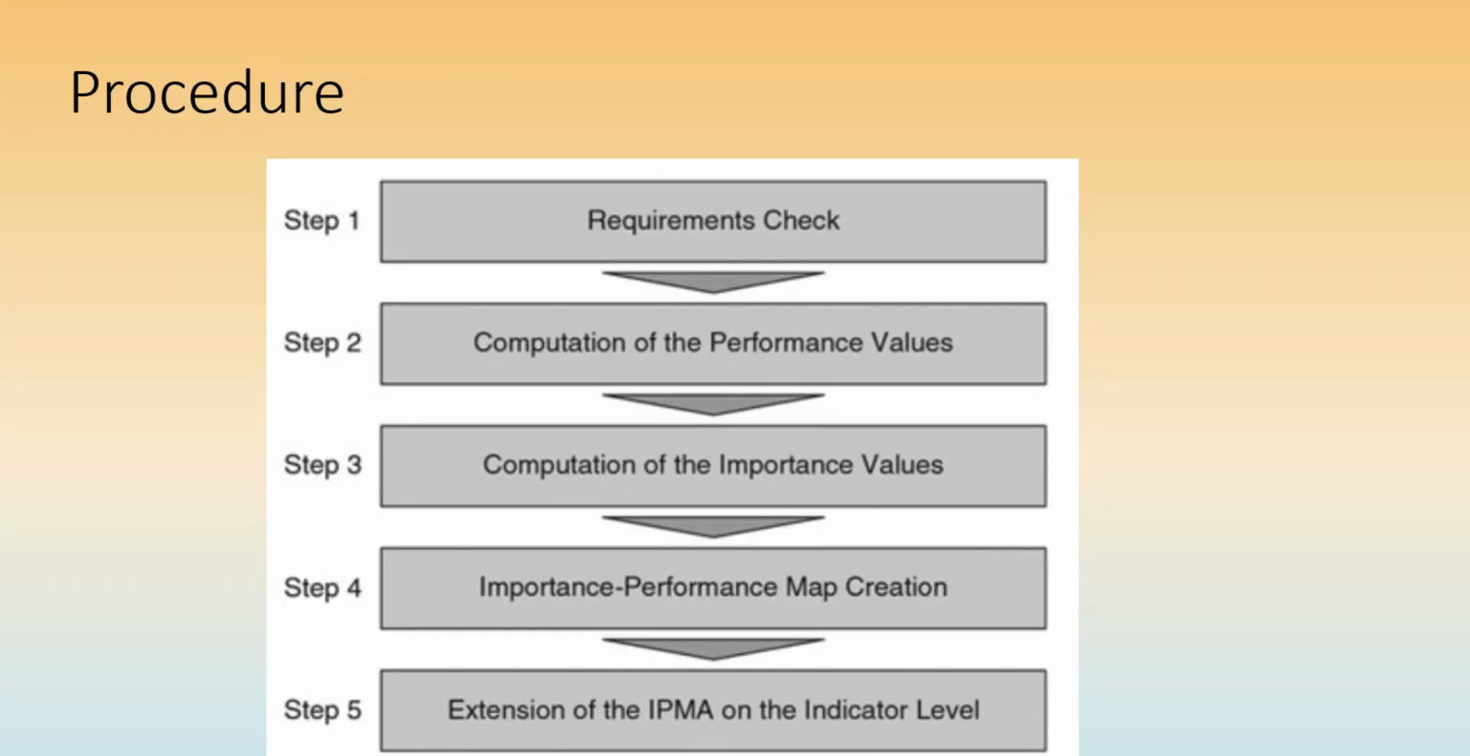The procedure to perform IPMA has 5 steps. First of all, we check the requirements of the data. Second, we compute the performance values. Then we compute the importance values. Then we can create the importance performance map. And if we want, we can also extend the IPMA to the indicator level to see the importance and performance of each indicator. Step 1 we do manually. Steps 2 to 5 are done in SMART PLS.